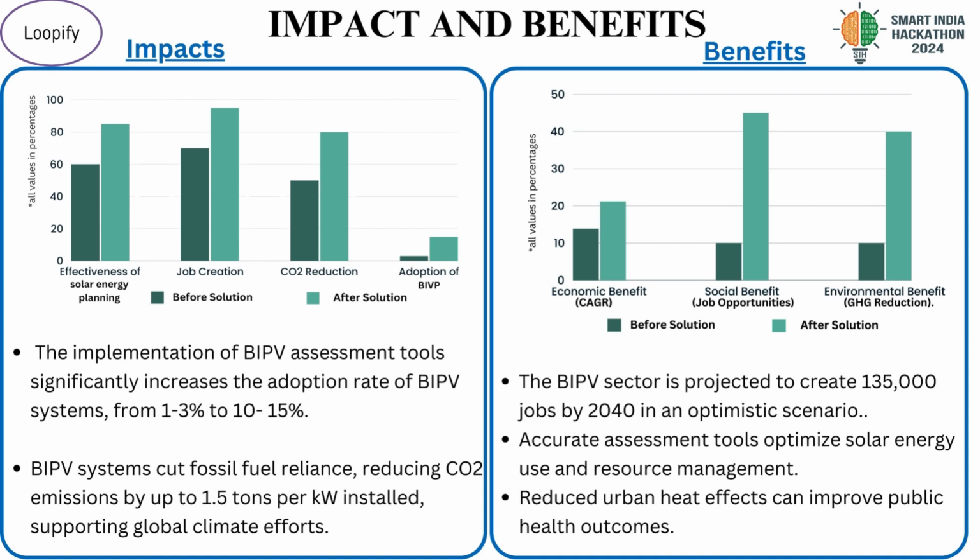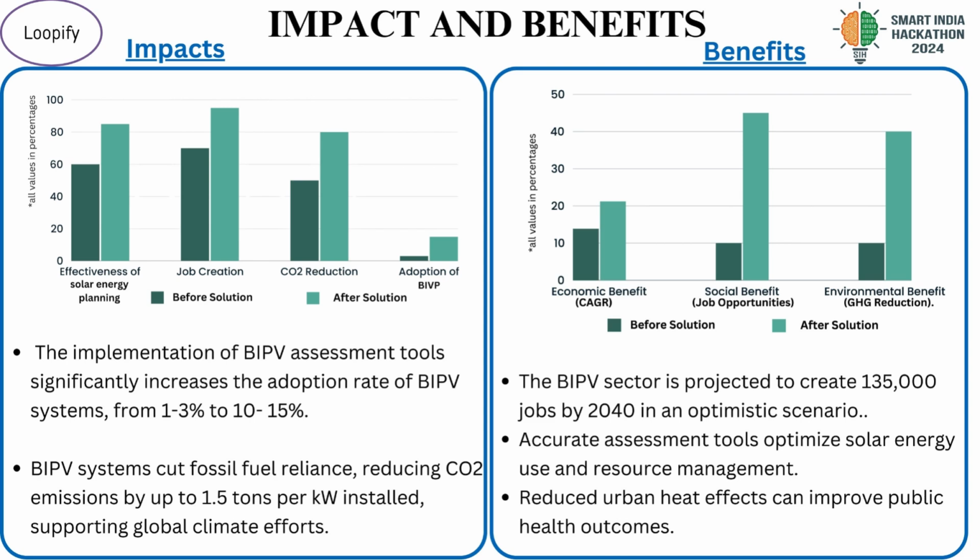As we know, the implementation of a BIPV assessment tool has several impacts on various grounds. Firstly, the effectiveness of solar energy planning. The assessment tool has improved the solar energy planning efficiency by approximately 30%. The environmental impact is that when properly assessed, BIPV systems reduce CO2 emissions by up to 1.5 tons per kilowatt installed, helping combat climate change. Also, the tool can increase BIPV adoption from 1 to 3% to 10 to 15%, promoting wider use of clean energy.